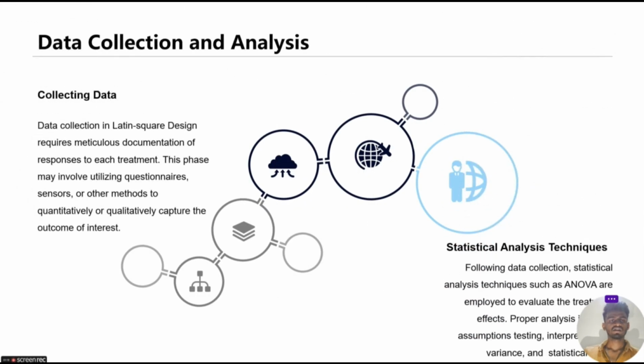Data collection and analysis. Data collection in Latin square designs requires meticulous documentation of responses to each treatment. This phase may involve utilizing questionnaires, sensors, and other methods to quantitatively and qualitatively capture the outcome of interest. Statistical analysis and techniques. Following the collection, statistical analysis techniques such as ANOVA are employed to evaluate the treatment effect. Proper analysis includes ANOVA assumption testing and interpreting variations in variance and statistics.